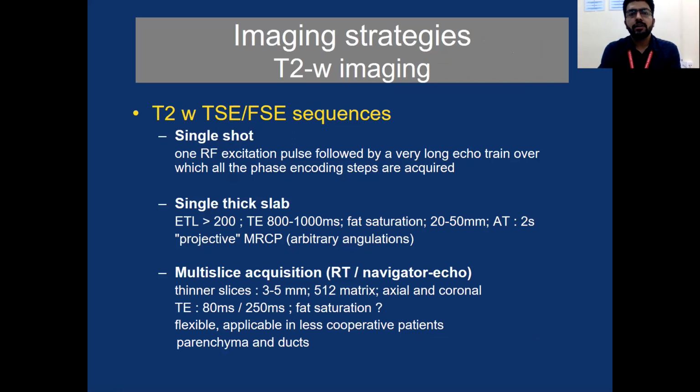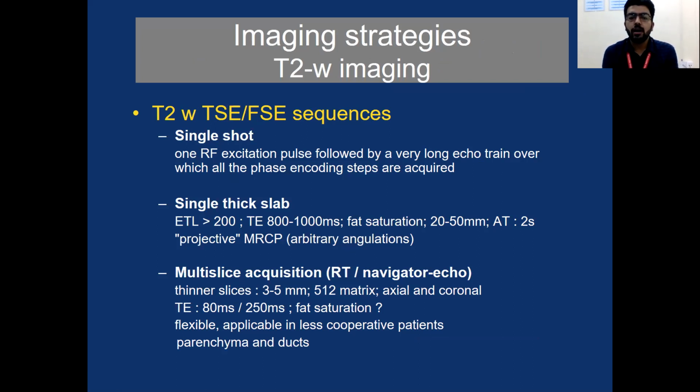So what are the imaging strategies used in T2 weighted imaging? T2 weighted TSE and FSE sequences, where we have a single shot, or one RF excitation pulse, followed by a very long echo train over which all the phase encoding steps are acquired. Single thick slab, ETL more than 200, TE 800 to 1000 milliseconds, fat saturation of 20 to 50 mm. This is a projective MRCP with arbitrary angulations.